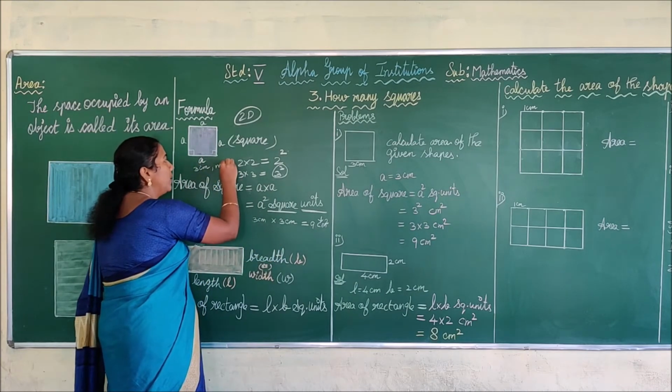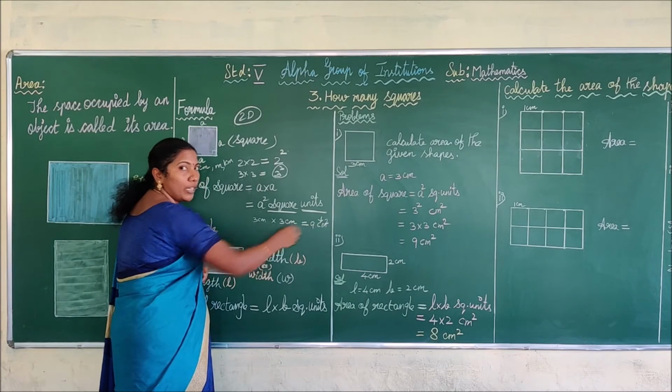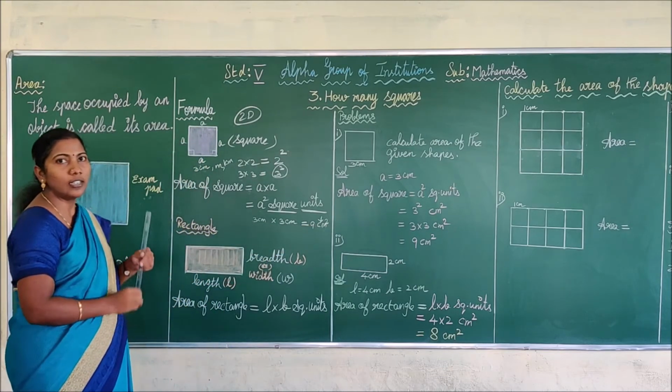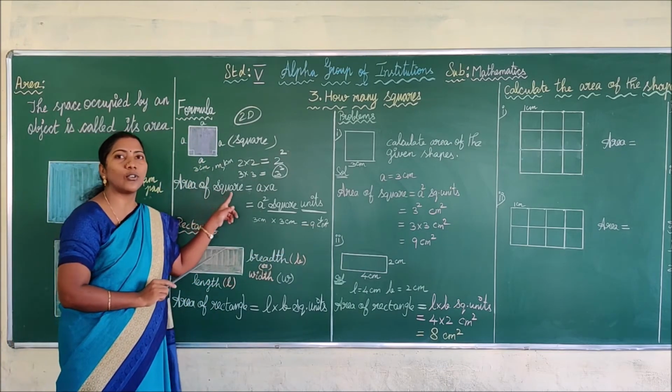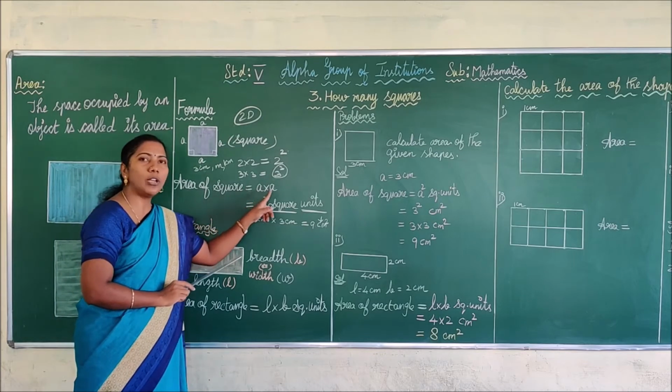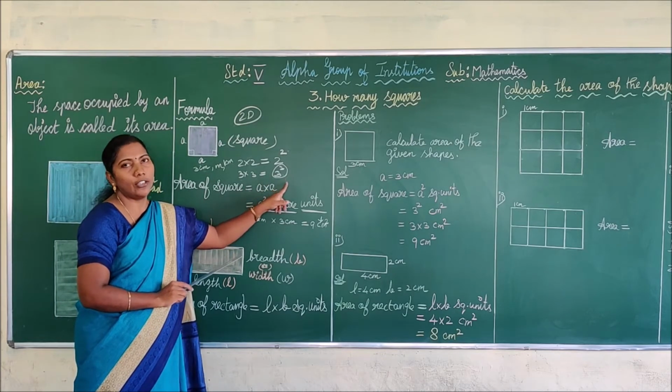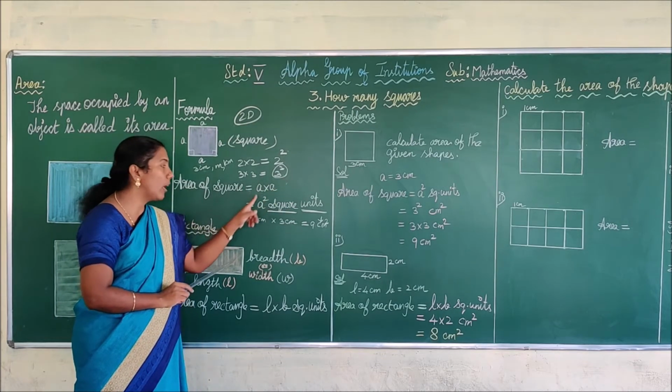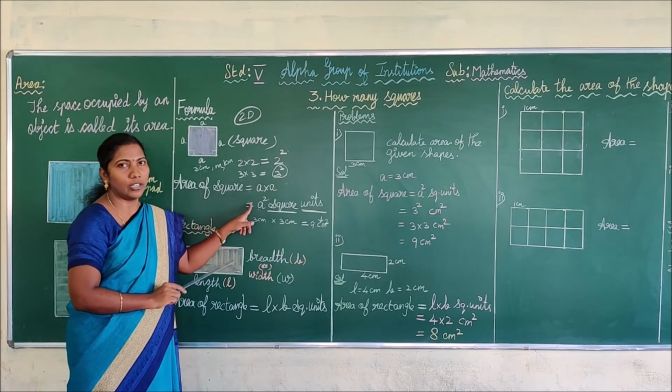In kilometer means you get the answer in kilometer square. Have you understood, children? Thus, what is the formula for area of square? You may use this formula also, A into A square units. You can also write this formula. Both are correct, children. Okay?